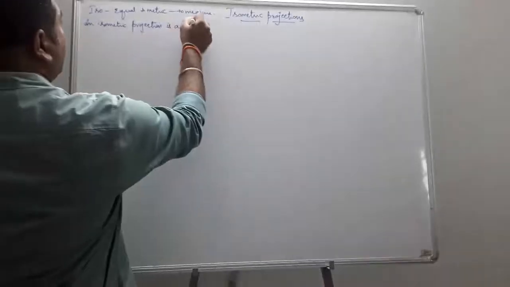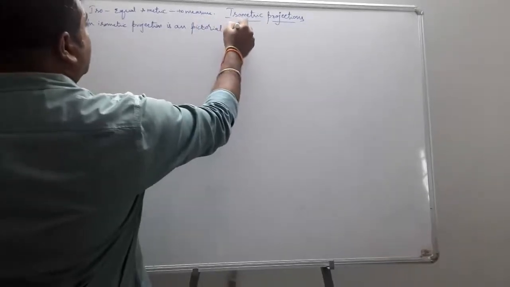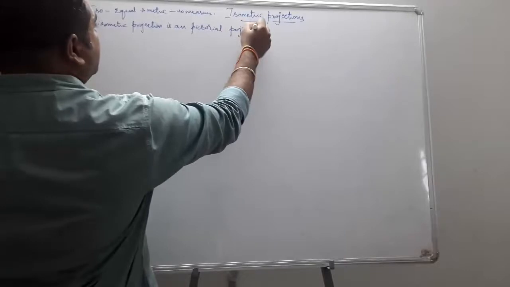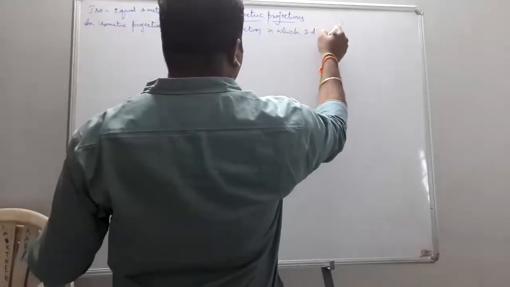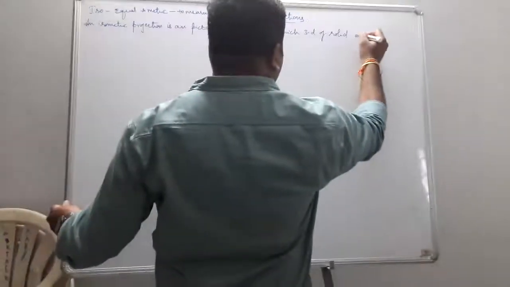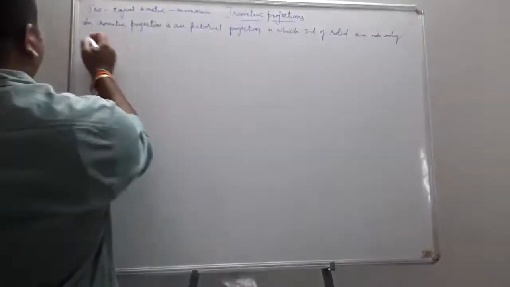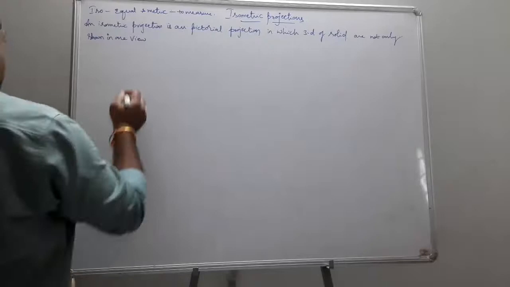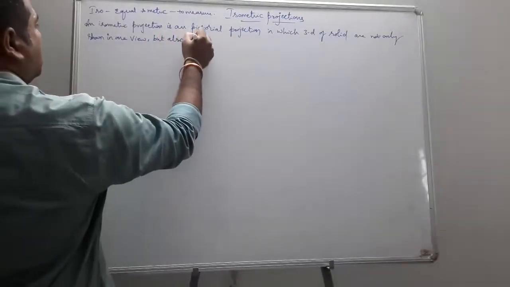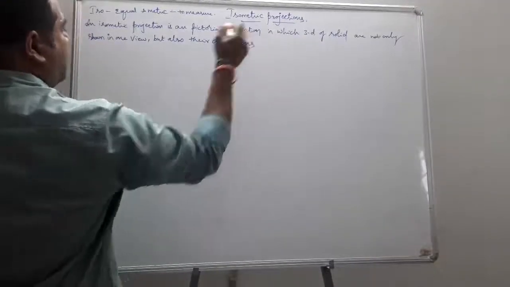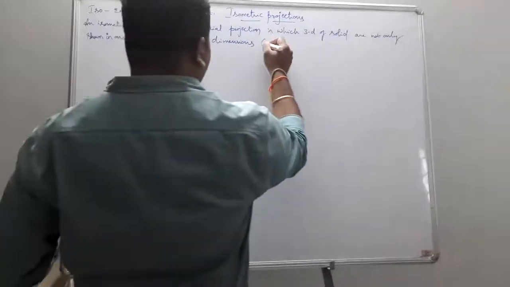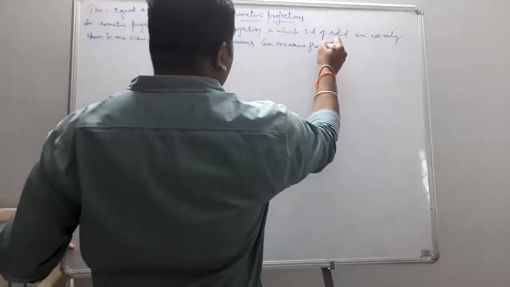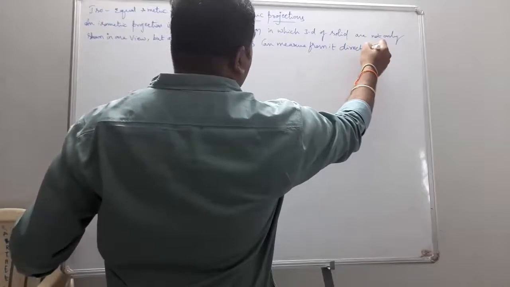Isometric projection is a pictorial projection in which three dimensions of the solid are not only shown in one view, but also their dimensions can be measured from it directly.